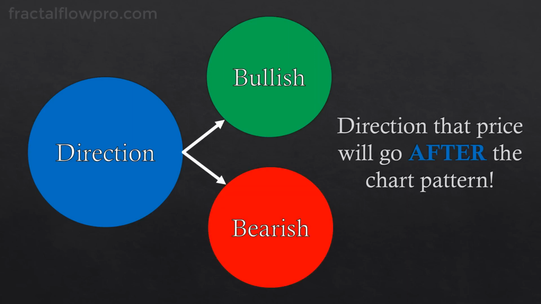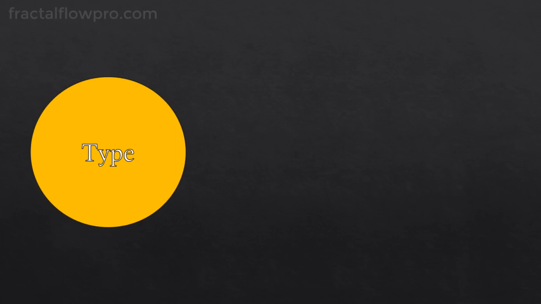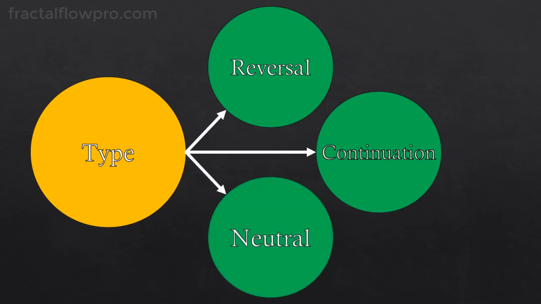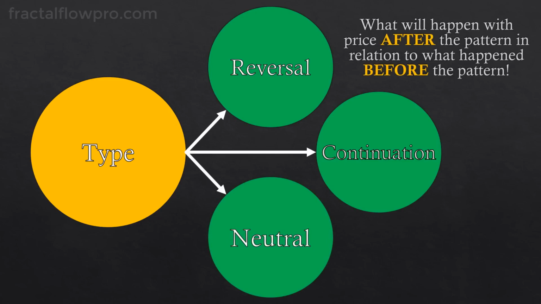Beyond the direction classification, we also have another type of classification that adds on top of the first one, which is the type. There are three types of chart patterns: the reversal patterns, the continuation patterns, and the neutral patterns. The type classification tells what's going to happen with price after the pattern in relation to what was happening with price before the pattern. Let's analyze these three types individually.